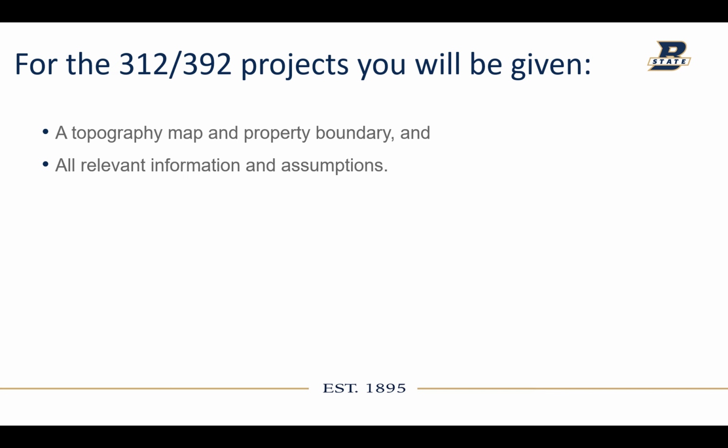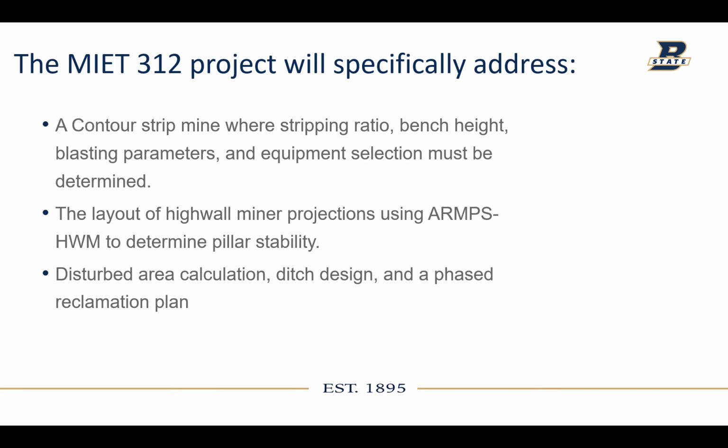For both courses' projects, you will be given a topography map with a property boundary and any other relevant information and assumptions that will be required to complete the project. For the surface project specifically, it's going to address a contour strip mine where the stripping ratio, bench height, blasting parameters, and equipment selection must be determined. The layout of the highwall miner projections using ARMS highwall miner to determine pillar stability, and we'll be doing disturbed area calculations, ditch design, and a phased reclamation plan.